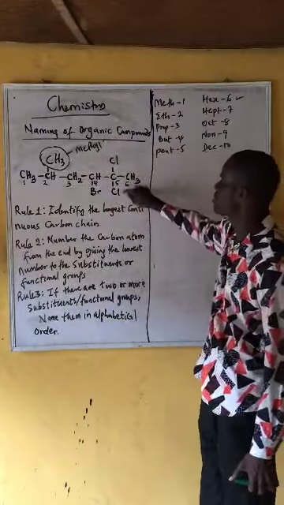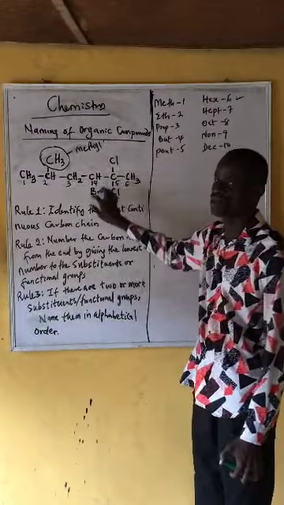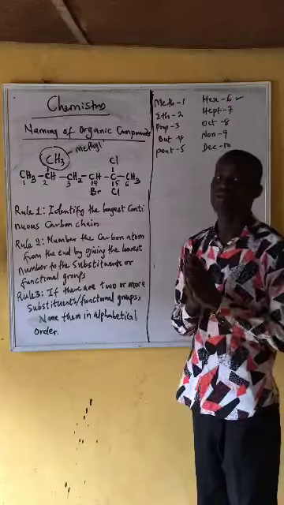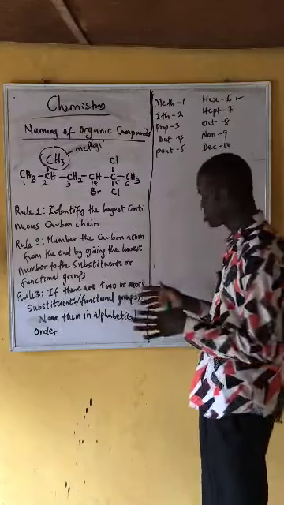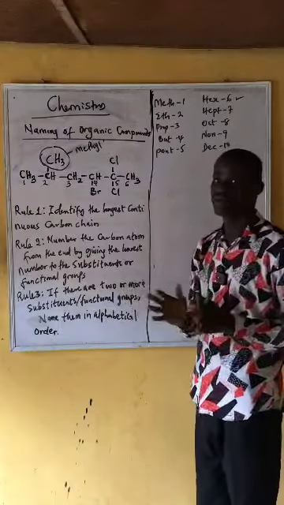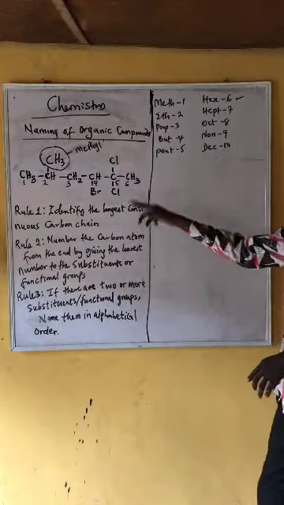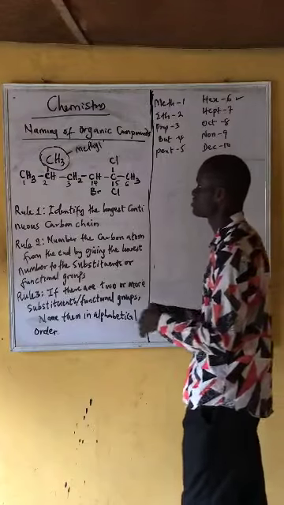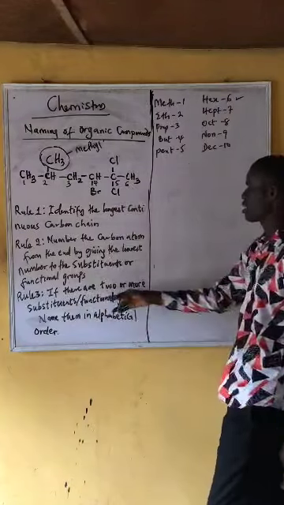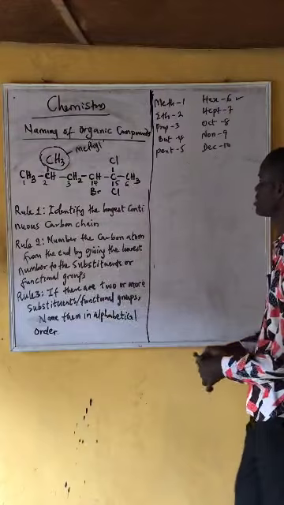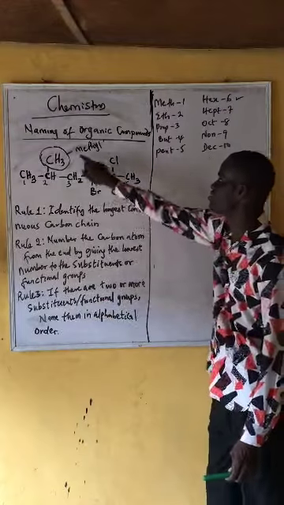We have the alkyl group, which is a substituent. So methyl belongs to the alkyl group. Then we have chlorine and bromine. They are functional groups. They belong to the group called the halogens, which is group 7 in the periodic table. Group 7 elements are called the halogens. So we have to arrange them in alphabetical order. So B will come before C, then before M.